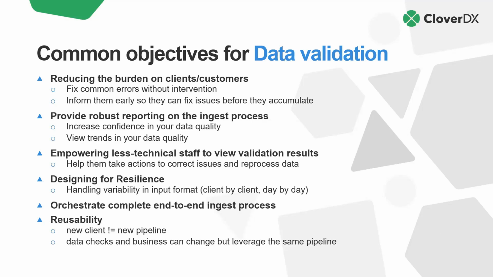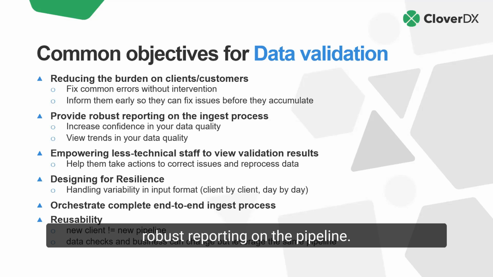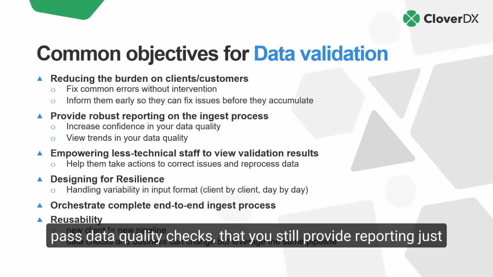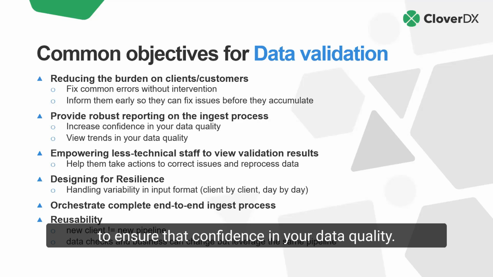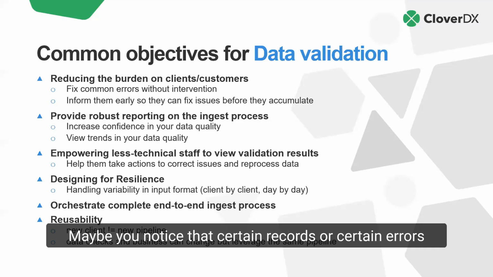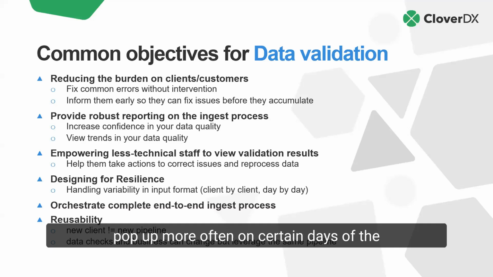You also want to provide robust reporting on the pipeline. That could very well mean that even if you pass data quality checks, you still provide reporting just to ensure confidence in your data quality. But you can also use it to view trends in your data quality. Maybe you notice that certain records or certain errors pop up more often on certain days of the week, or on certain criteria, that sort of thing. So you can validate that across time, across different source systems, that sort of thing.